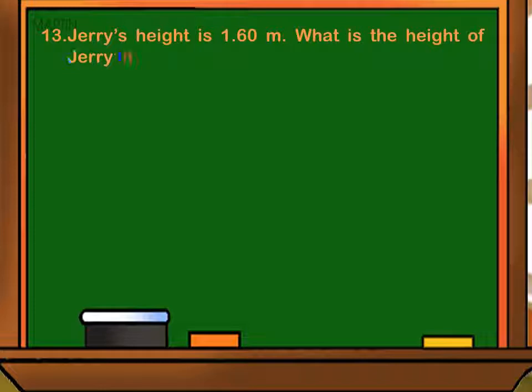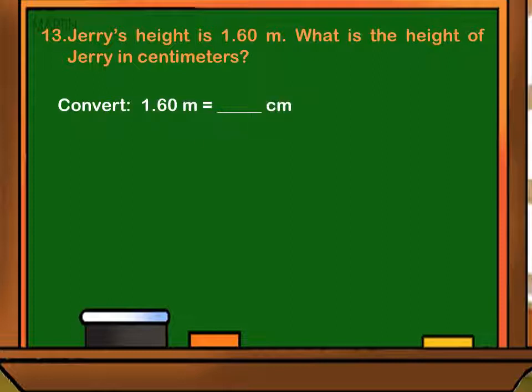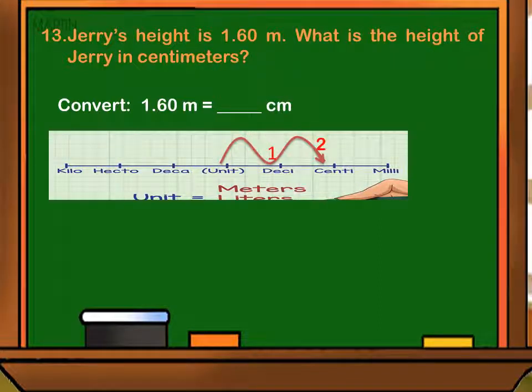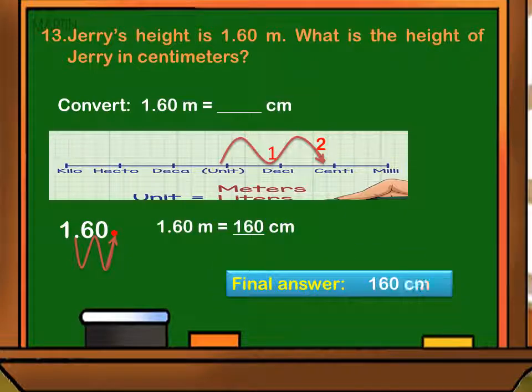Jerry's height is 1.60 meters. What is the height of Jerry in centimeters? Convert 1.60 meters to centimeters. To find the height of Jerry in centimeters, there are 2 steps going to the right, from meter to centimeter, so we are going to shift the decimal point 2 places going to the right. 1.60 meters equals 160 centimeters. Final answer, 160 centimeters. The height of Jerry in centimeters.